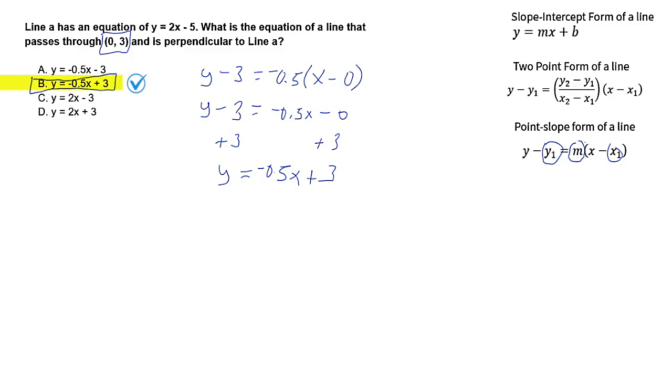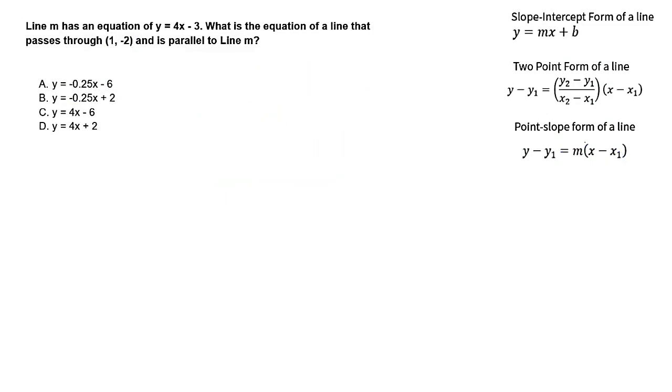Great job. Line M has an equation of y equals 4x minus 3. What is the equation of a line that passes through point 1, -2, and is parallel to line M? So let's just draw a rough graph here just to remind ourselves what we're looking for. So if this is line M, then a parallel line would run just like this. So that's really what we're looking for, is a parallel line.